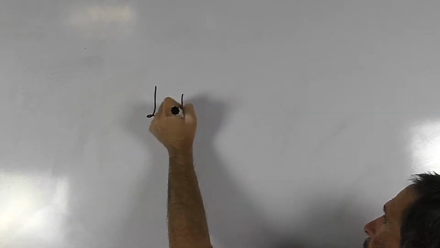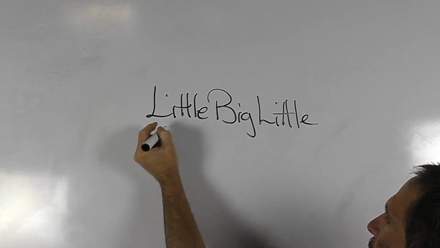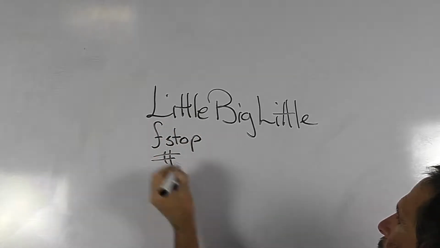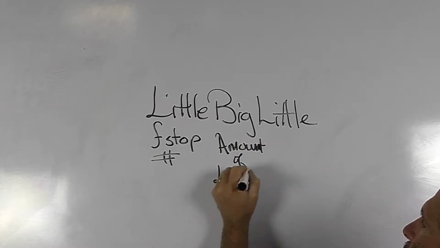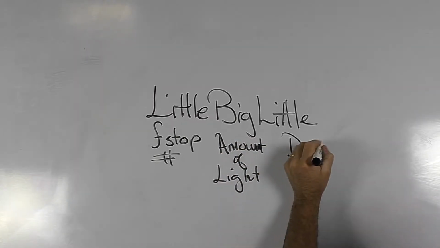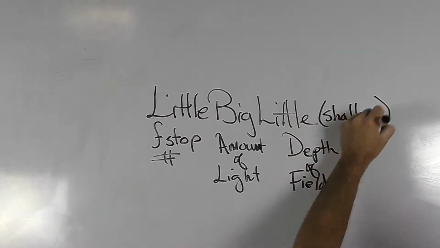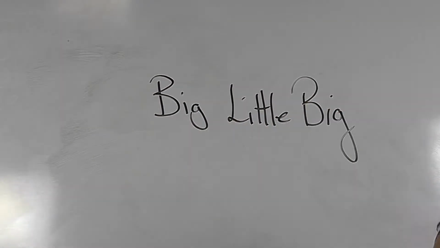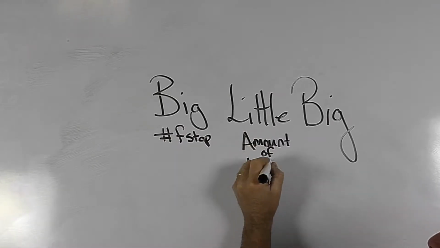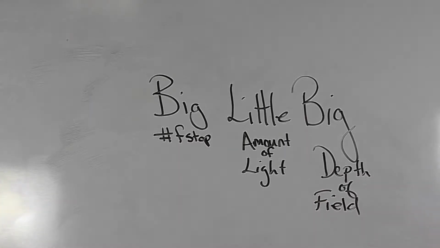An easy way to remember an f-stop, its properties and effects, is to use the words little, big, little, where the first little stands for the f-stop number, the big stands for amount of light, and little stands for little depth of field or shallow depth of field. The opposite would be big, little, big, where you would have a big numbered f-stop, a little amount of light that it lets in, and a large or big depth of field.